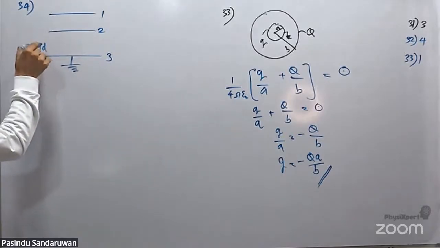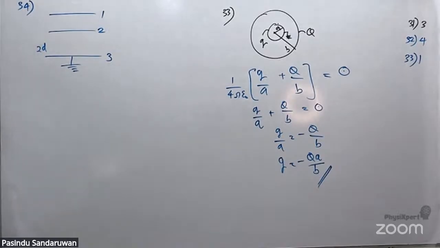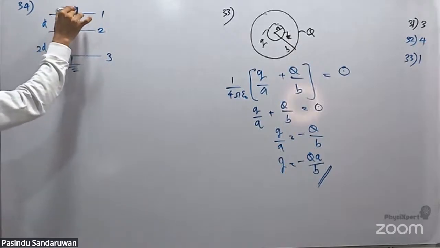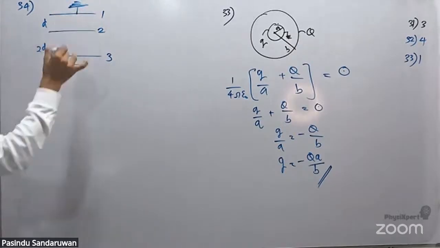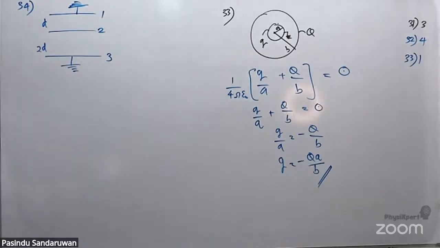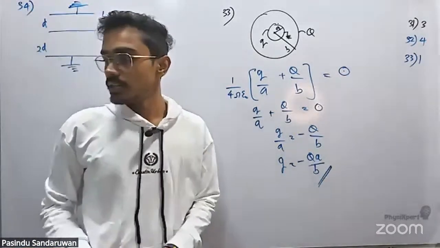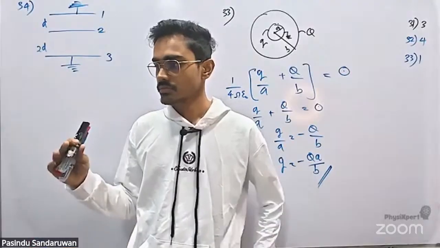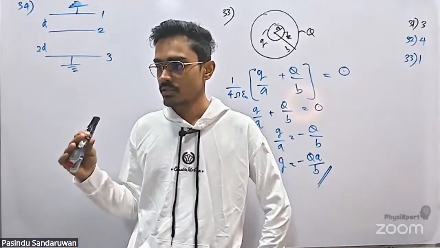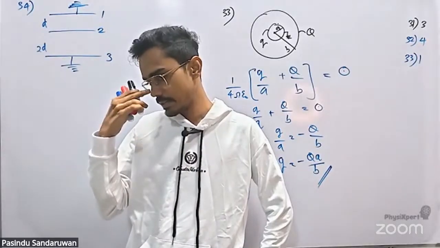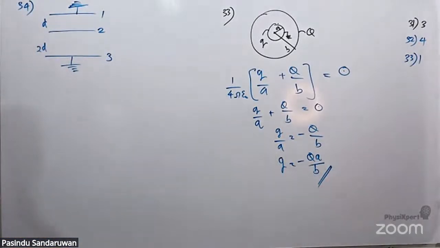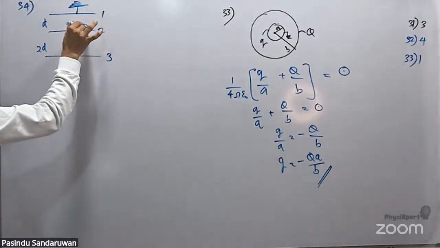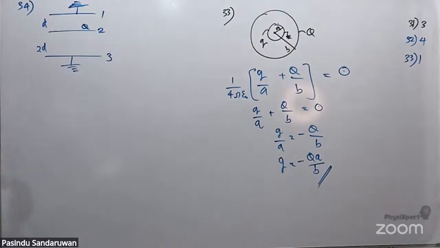2D. And one is grounded, B. One is also grounded. Right. The potential of the middle plate is, right? Q is given to the middle plate. Okay, Q is given to the middle plate. Right. Then here we have a Q.